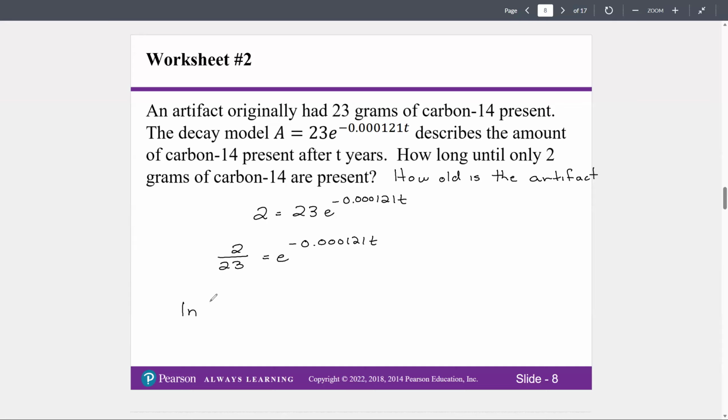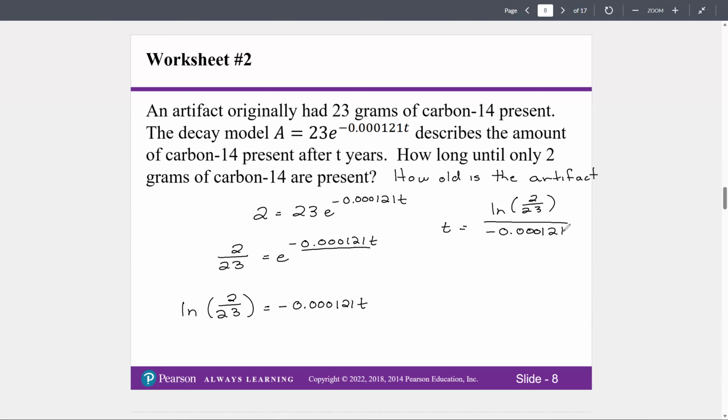Now, if we do a natural log of both sides, the natural log of 2 over 23 is going to be equal to, so remember, if I do the natural log, all I'm left with is the exponent here, because it's already a base E, so negative 0.000121 T. So T is just the natural log of 2 divided by 23 divided by negative 0.000121. That negative is important, because if it's not there, it's going to give a wrong answer.